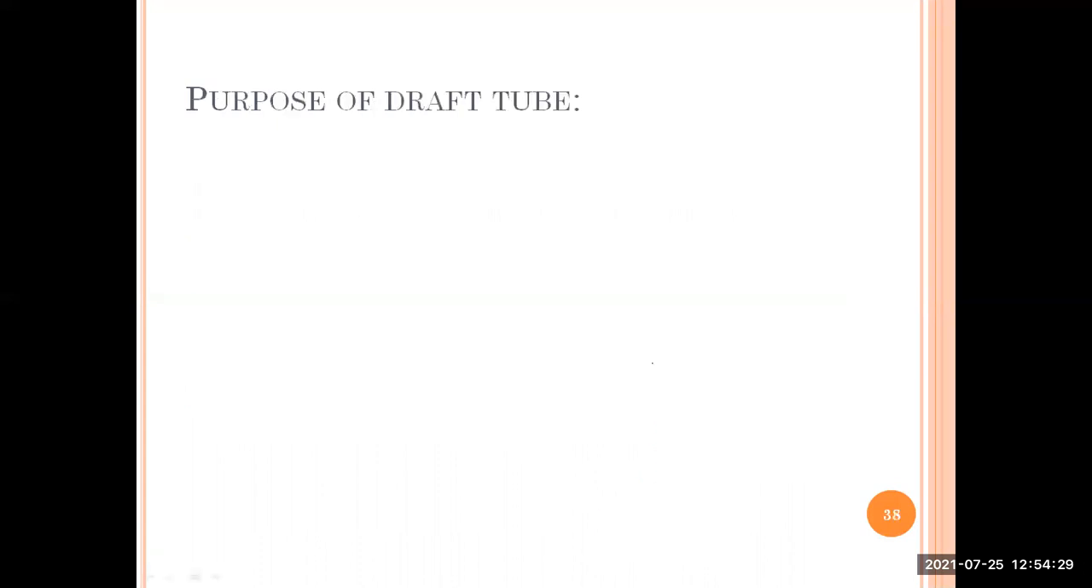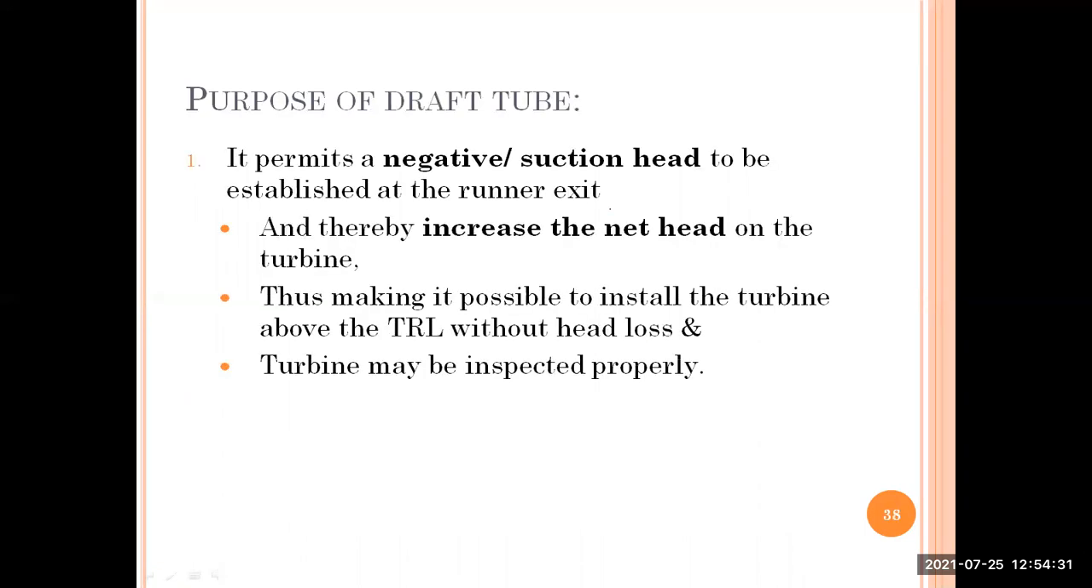And what is the purpose of providing this draft tube? It will create a negative head, or a suction head, at the runner exit. Because of this negative suction head, the net head on the turbine will increase. If the net head increases, then the efficiency will increase. And this also makes it possible to install the turbine above the tail race level without head loss.